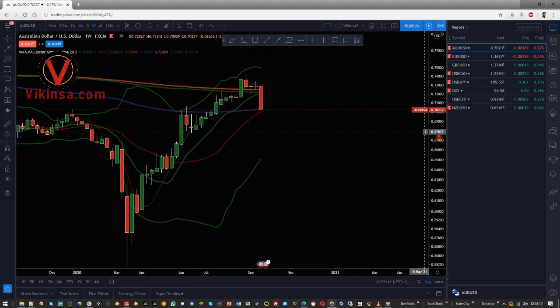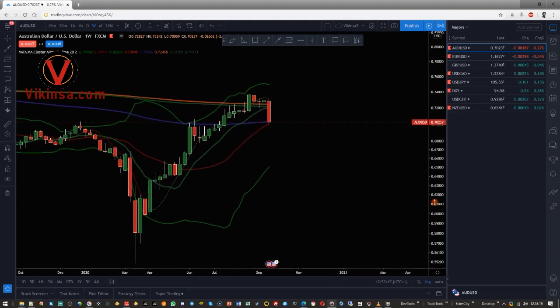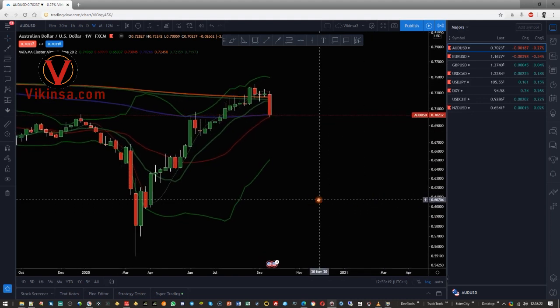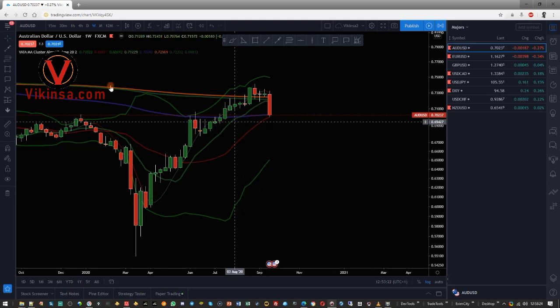And that is also in accordance with DXY, EUR USD, GBP USD. So everything is lining up automatically.